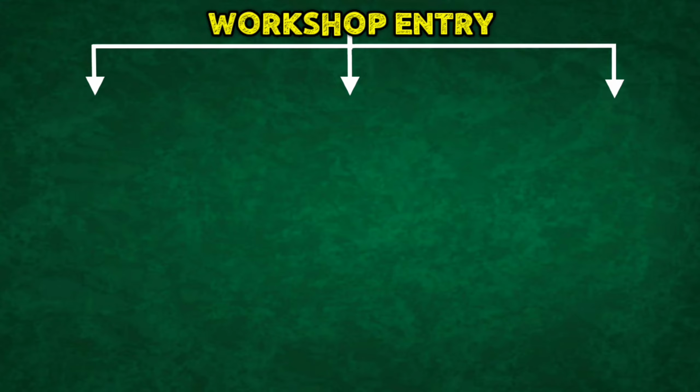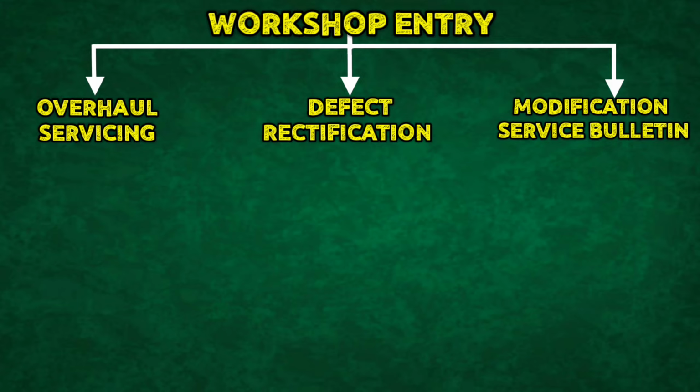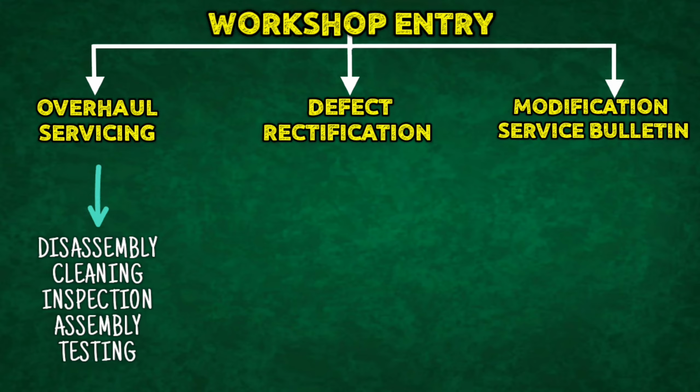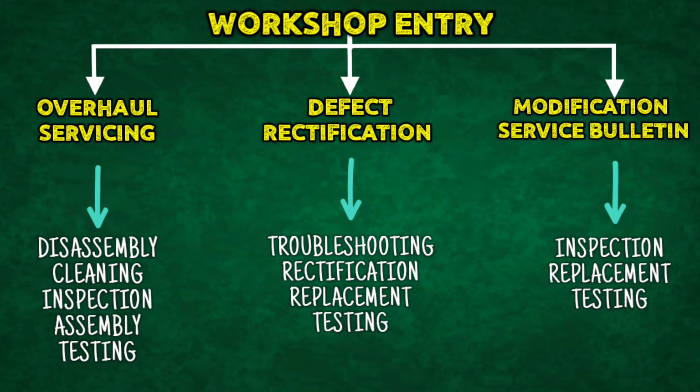Let's see workshop entries task. Components normally come to the workshop for overhauling or for defect rectification or for carrying out service bulletin or modification. Each one will have subtasks, like in overhaul: disassembly, cleaning, inspection, assembly and testing. For defect rectification: troubleshooting, rectification, replacement and testing. For carrying out mod or service bulletin: inspection, replacement of any component or testing. Now let's see an example of each entry.